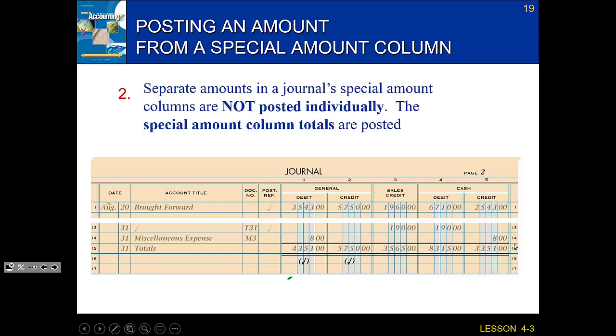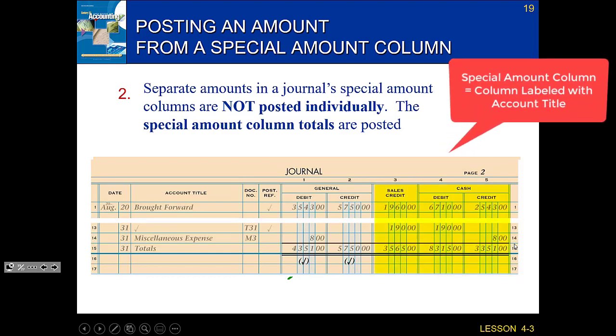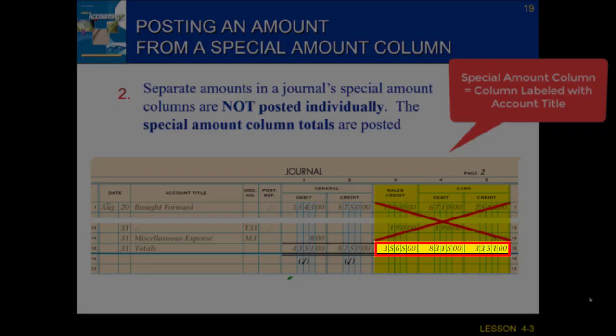Rule 2 states that separate amounts in a journal's special amount columns, again, special amount columns are titled with the account title. So in this journal, our special amount columns are sales and cash debit and cash credit. So these separate amounts in the special amount columns are not posted individually. So we will not do every single line. Instead, the special amount column totals are posted.